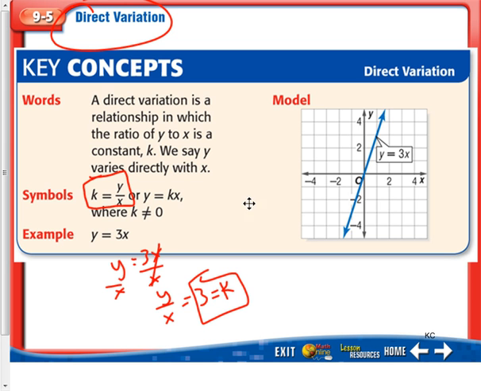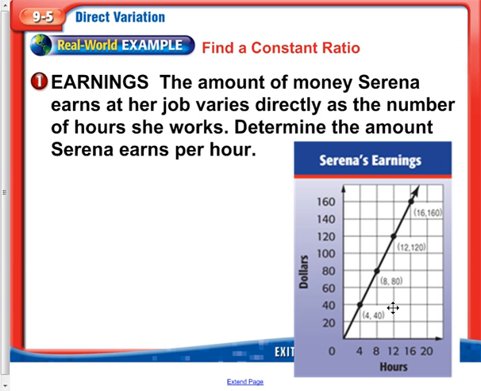You can also write it as y equals kx, and you know we've normally been doing y equals mx plus b. So we're kind of swapping in a k for the m here. Whenever we talk about direct variation, instead of using the letter m, we think of it as a k. So let's take a look at this here.